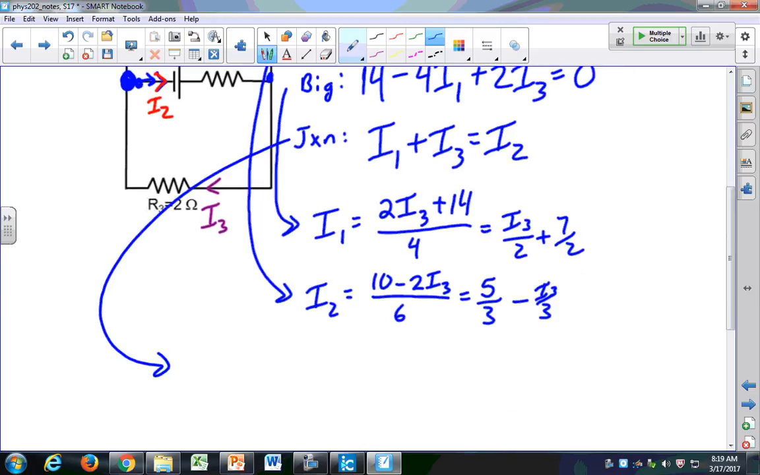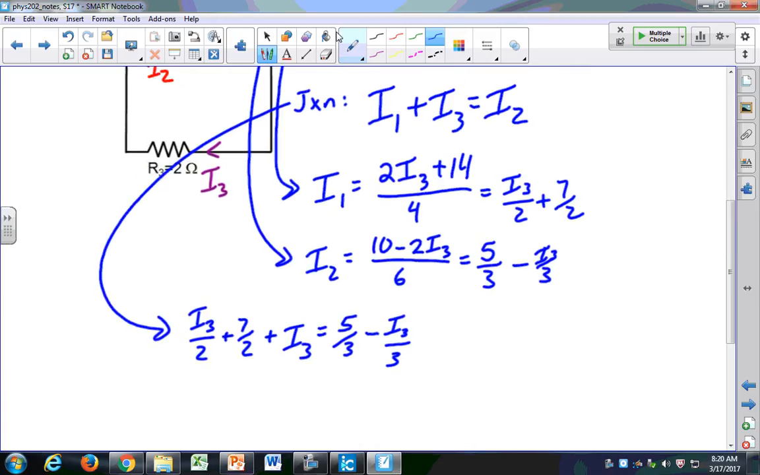And I'm going to get I1, which is I3 over 2 plus 7 over 2, plus I3, equals I2, which is 5/3 minus I3 over 3. And then we can solve that equation for I3. All right? So that's how you would attack the system of equations. Let's see, I'll help you out. We'll just do this one.